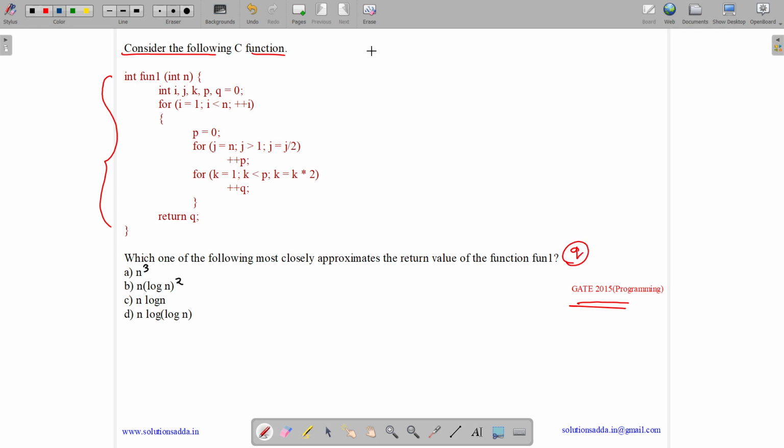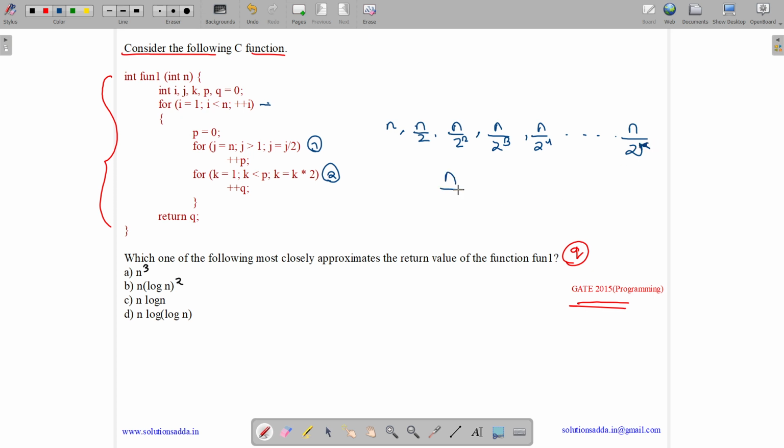Before this, let me tell you the complexities for these two loops, loop 1 and loop 2. What happens in loop 1? We have iteration from n to 1 with j equals j by 2, and we are incrementing p. Initially j will be n, then j will become n by 2. In the next iteration it will become n by 2 square, then n by 2 cube, then n by 2 to the power 4. Let us suppose it goes to n by 2 to the power k. It has total k iterations.